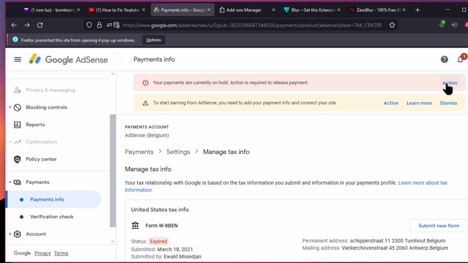Action is required. I didn't know that was the problem, and the thing I did before has expired. I didn't know that every year you have to do it again. I was like, this is messed up. It's very clear, and with this they're going to take a lot of money from a lot of people, because people won't remember every year to do this.